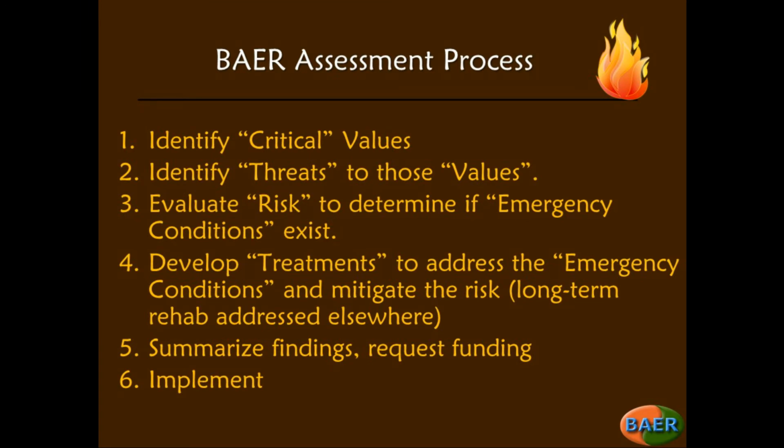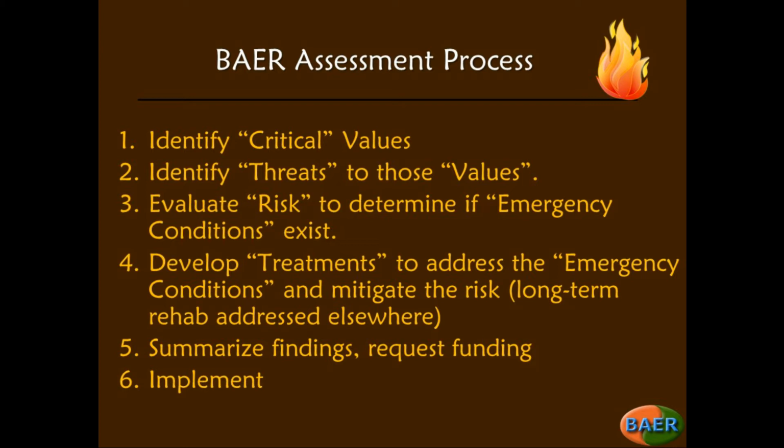So our process is pretty simple. It's 6 steps. The first thing we do is identify what we call critical values. What that means is, what are the things that we care about? Because we can't address everything that happens after a fire. We just don't have the capacity. So do we care about water quality? Do we care about weeds coming in? Do we care about debris flows taking out a highway? I mean, just what do we care about? Because by identifying what we care about, that helps us to focus the rest of our assessment.